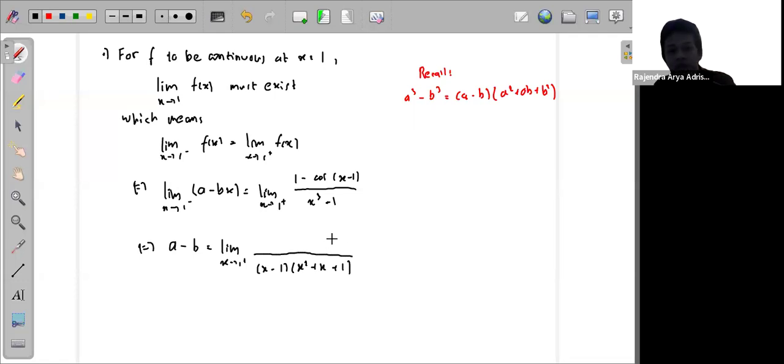And for the numerator, again here, just like my previous video, my fifth or maybe fourth video, we use the identity of the double angle for cosine.